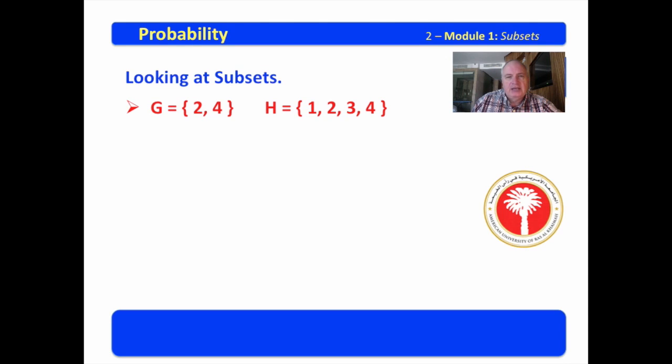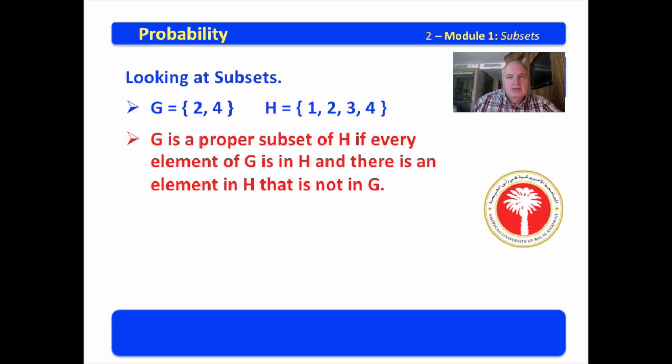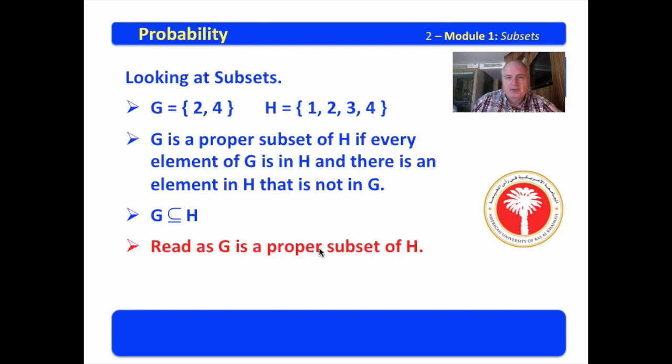Here we have G and we have H. G is a proper subset of H. Now it can be a subset, but anything is a subset of itself. G is a proper subset of H if every element in G is in H and there is at least one element in H that is not in G. That's read this way. G is a proper subset of H. This symbol means proper subset.